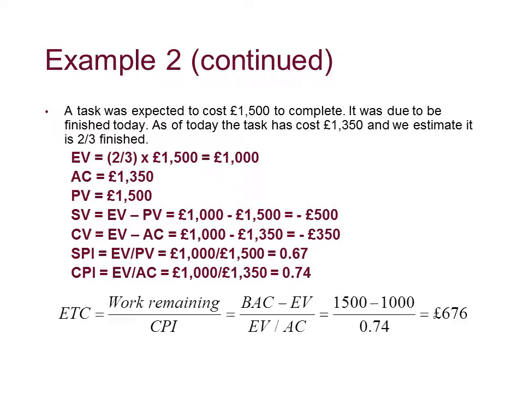So let's look at the estimate to complete, which is the budgeted at completion, how much we plan to spend, which was £1,500, minus the earned value. So far we know that's £1,000, divided by the cost performance index, which we know is 0.74, gives us £676. So we expect to spend, by the end of this project, a further £676 over what we've already spent, which is £1,350. So we would anticipate spending £2,026 in total on this project if we carry on as we are.